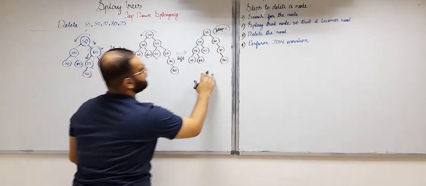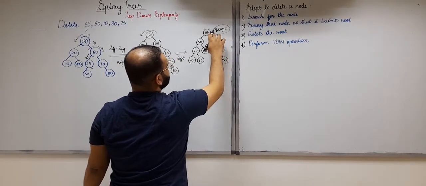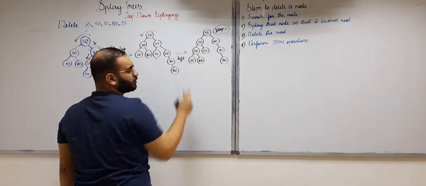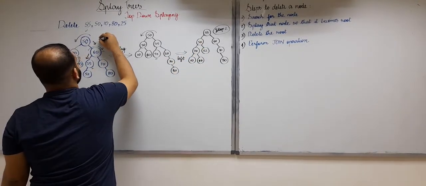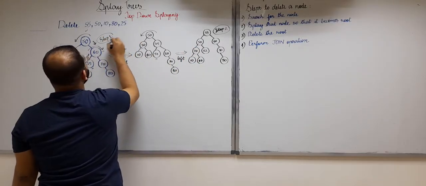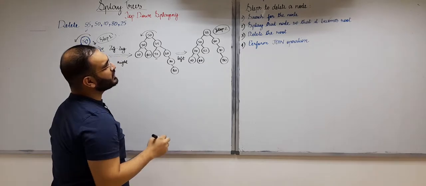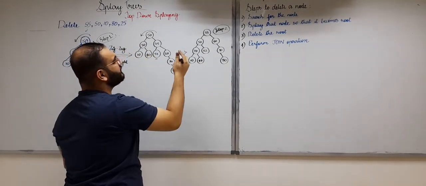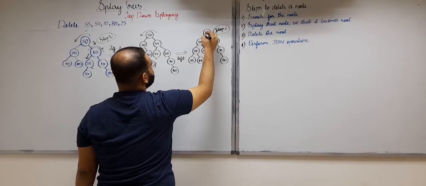So this is our step 2, where we splayed this node so that it becomes the root. We have made the node that has to be deleted the root of the splay tree. This was our step 1 where we searched for the node, and this is our step 2. Now what is the next step? The next step simply says to delete the root. So finally we delete the node that we want to delete.